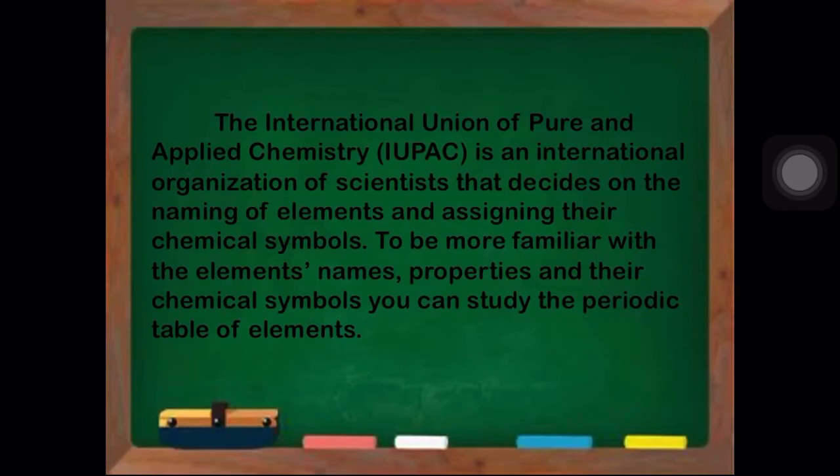The International Union of Pure and Applied Chemistry is an international organization of scientists that decides on the naming of elements and assigning their chemical symbols. To be more familiar with the elements' names, properties, and their chemical symbols, you can study the periodic table of elements.